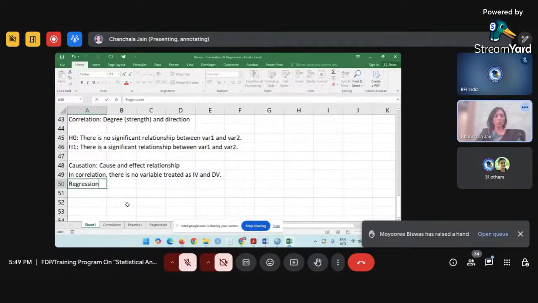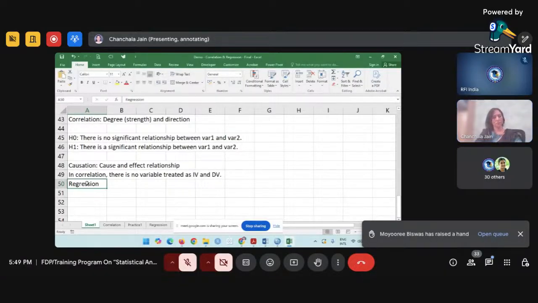So regression is a tool which can help you to understand causation or the cause and effect relationship. Correlation can only tell you whether the two variables are related to each other or not, and if they are related, up to what extent they are related, and which kind of relationship they are sharing with each other. This is all we can know using correlation. For understanding the cause and effect kind of relationship, we need to go for regression. Is it clear?